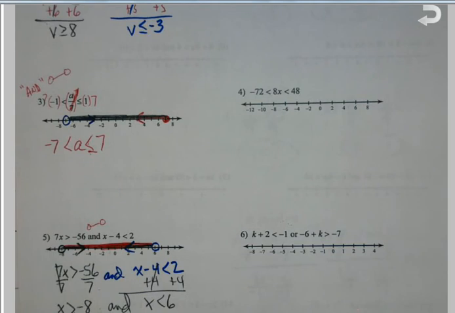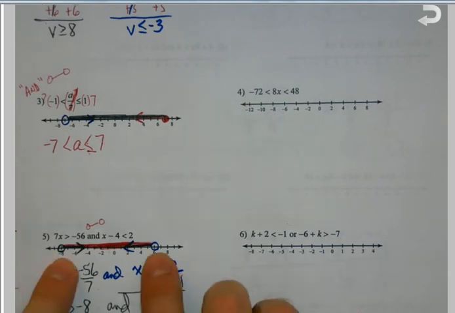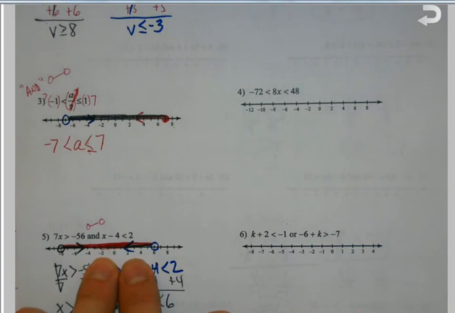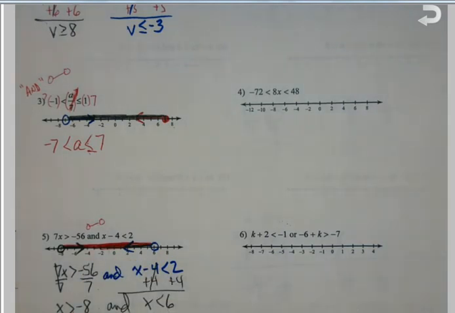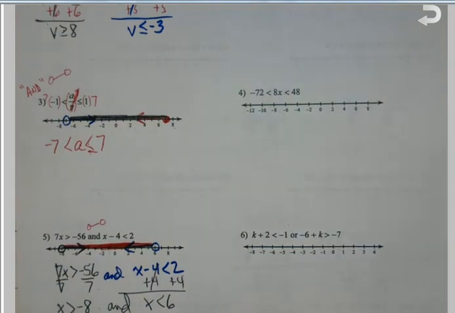The word in the middle matters. If it's and, we typically get these kind of barbells with everything colored in the middle. If it says or, they go out from each other. So just something for me to keep in mind. Just a little bit of a hint.